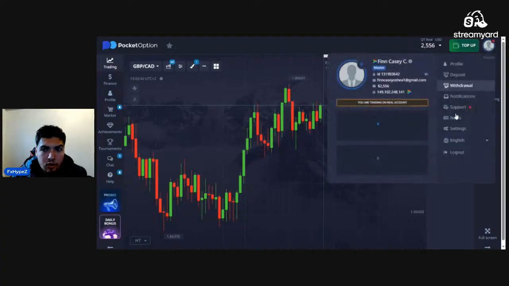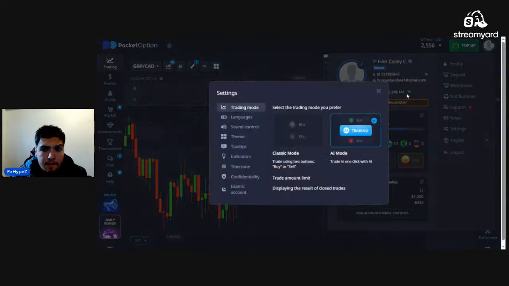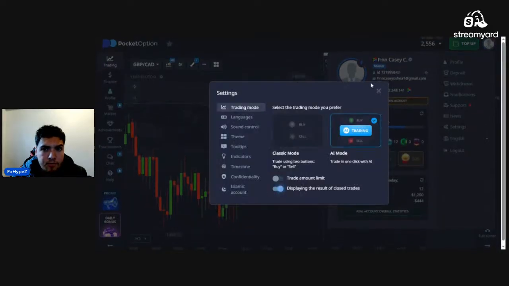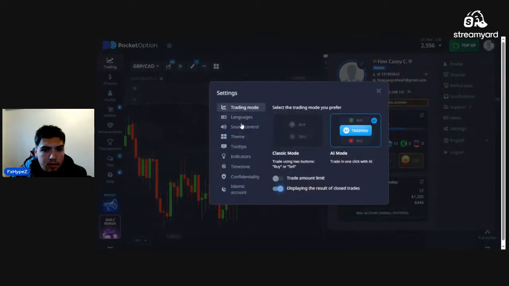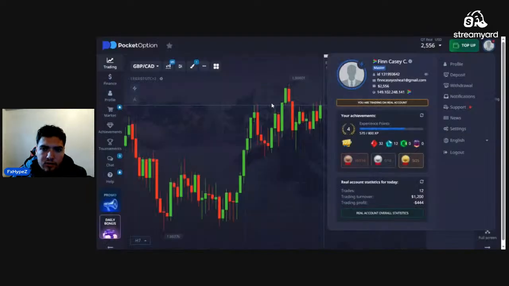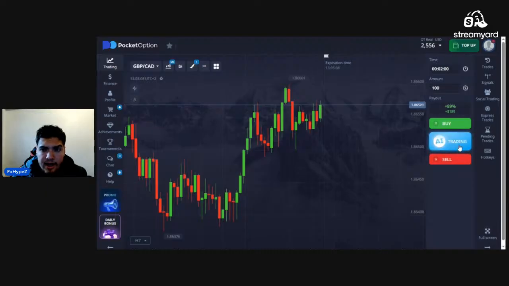And of course, if you guys are interested in checking out this AI trading tool, you go to, we are in trading mode, classic mode or trading mode. You select AI mode. The classic mode is obviously what I use to trade every day, and the AI mode includes the buys and sells as well as the AI trading. So go and check that out and try it out for yourselves.